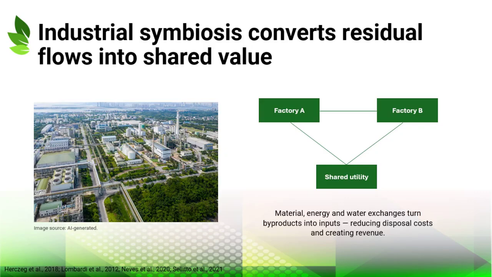The chapter describes many cases where companies reduce disposal costs, substitute virgin inputs, and create new revenue streams by using byproducts. The operating logic is that waste from factory A can become a resource for factory B, while shared utilities support both. This also supports legal compliance and environmental performance.